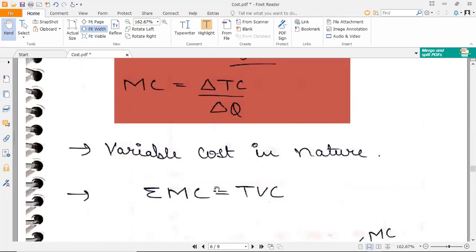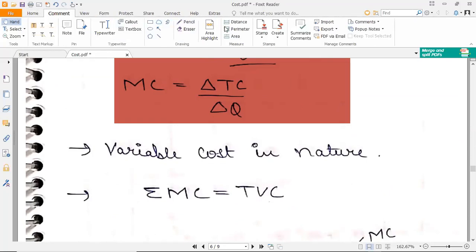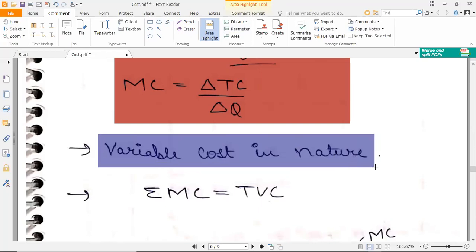The nature of marginal cost is variable. That means the marginal cost is a kind of variable cost which keeps on changing.